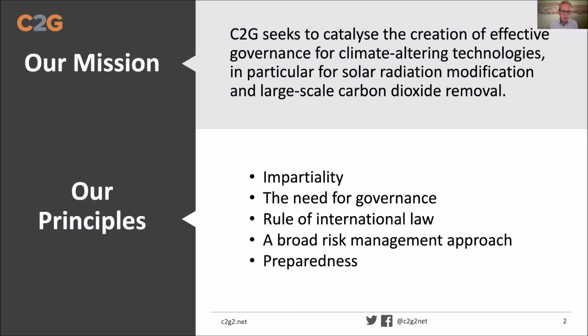We are guided by principles, which you can also read on our website. The first and most important one is that we are impartial with regard to choices of using, not using, promoting, not promoting the technological approaches which we are talking about. On the other hand, we are guided by the fact that there is a need for governance. It's a strong word, but we are advocating that there is a need for governance in order to help address the issues around those approaches. We are definitely guided by the principle of the rule of international law.